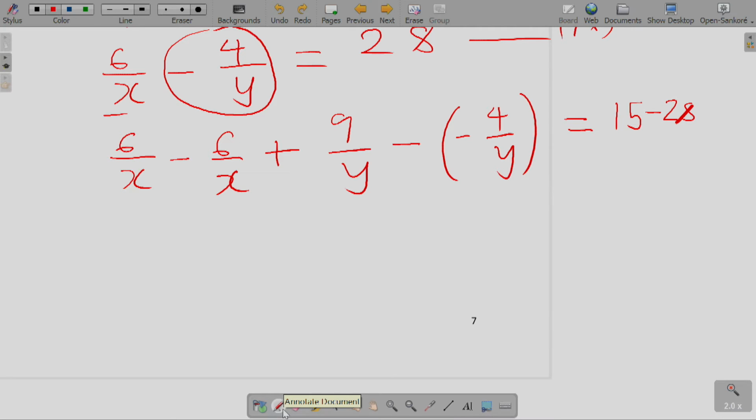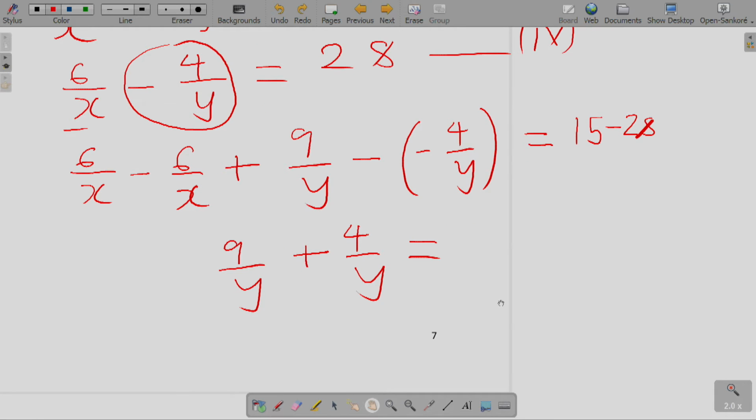So 6 over x minus 6 over x will be 0. So it will remain 9 over y, minus times minus, so we'll get positive 4 over y, equal to. If we subtract 28 from 15, we'll get negative 13.